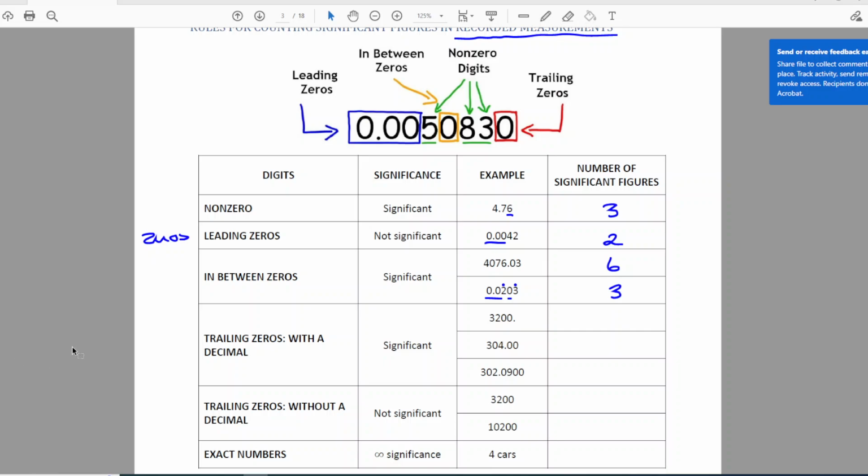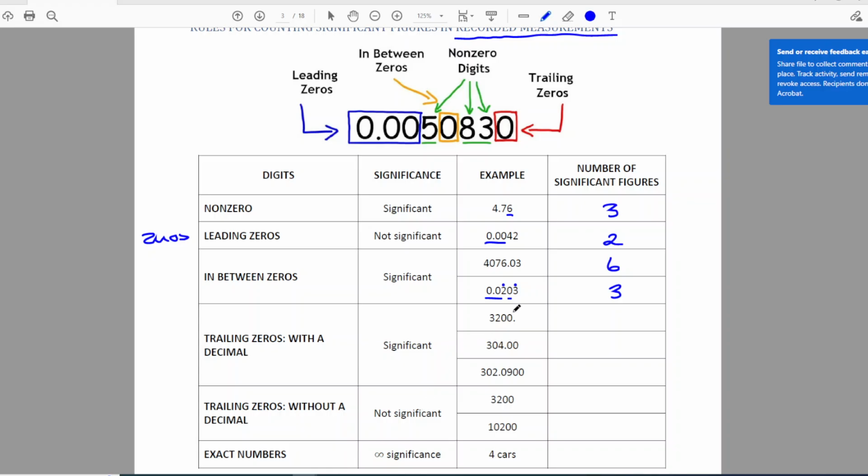The next section we're going to look at is our trailing zeros. And this is probably the one people have the most confusion with, because there are 2 scenarios. There is scenario 1 where you have trailing zeros with a decimal, and scenario 2 where you have trailing zeros without a decimal. The nice thing is that there's only 1 rule for each. When there's a decimal, they're significant. When there's not a decimal, they're not significant.